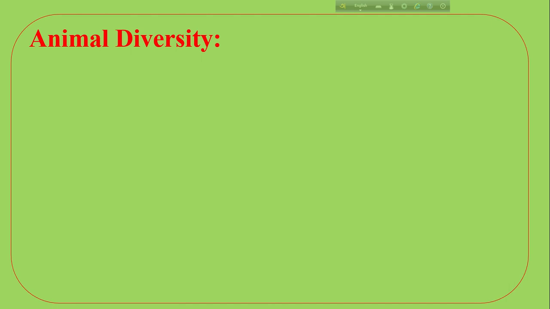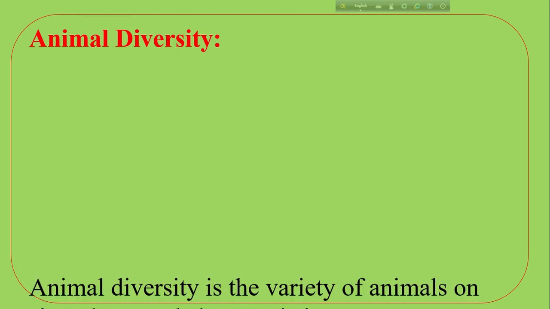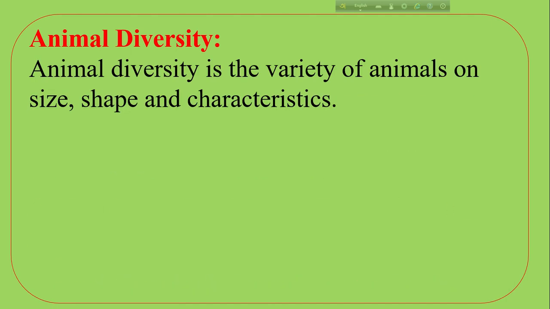Among 8.7 million species, 6.5 million live on land and 2.2 million species live in water bodies. What is animal diversity? Animal diversity is the diversity of animals in size, shape and characteristics.